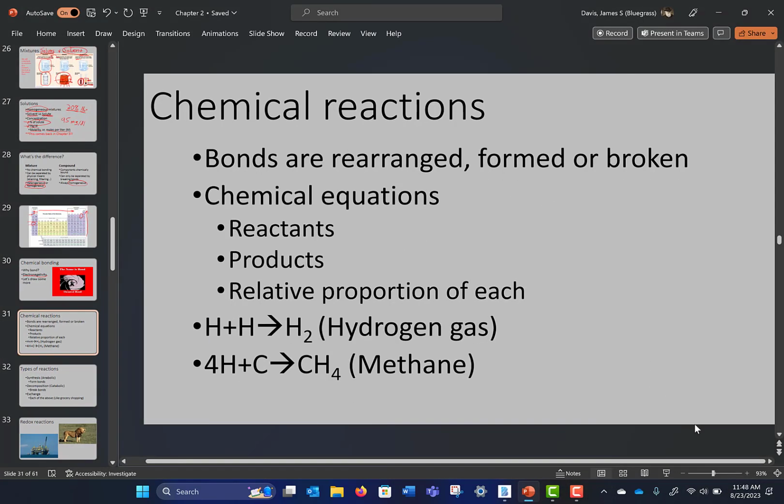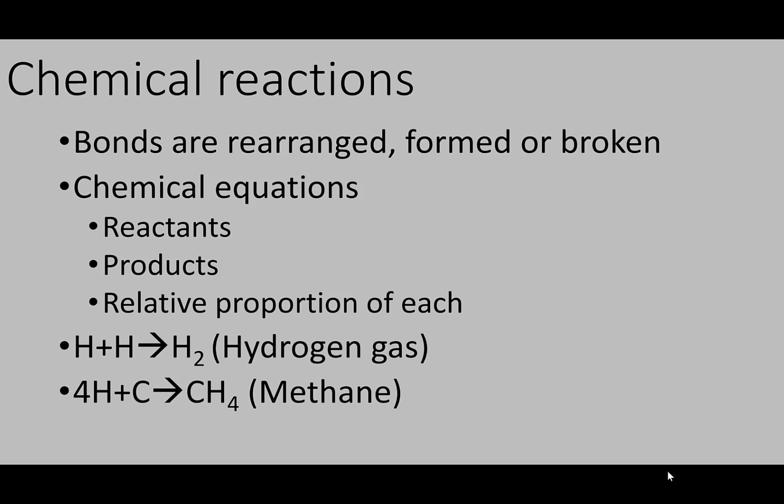Let's go back to our PowerPoint and talk about chemical reactions. Chemical reactions are what happen when bonds are either rearranged, formed, or broken. So those bonds that we just looked at, when they are formed, that's a chemical reaction. If we break them apart, that's a chemical reaction. If they go through a change, that's a chemical reaction.